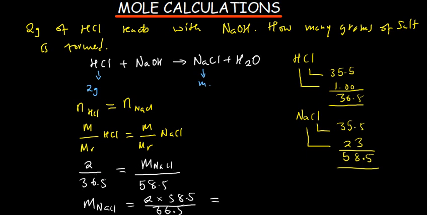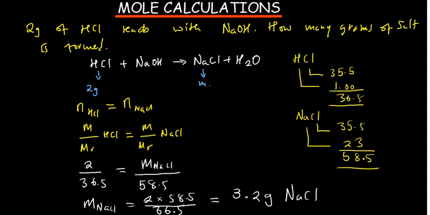Is this making sense, or is there a question somewhere? Any question? So the mass we're going to get is 3.2 grams of sodium chloride. This is the mass that we're going to get for sodium chloride being produced. Are we fine with this?